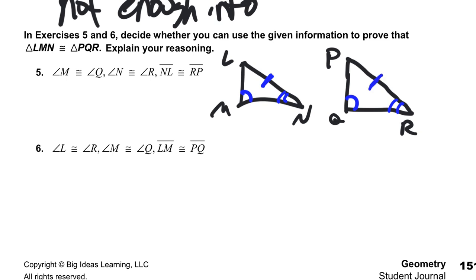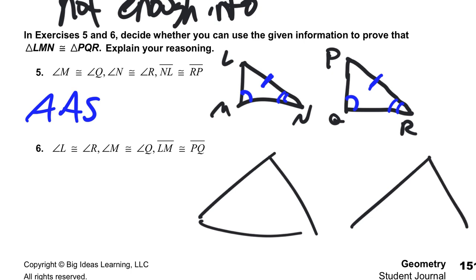Do I see angle, angle, side? I do, so I can say angle, angle, side. It matches. I'm drawing the triangles in the same order, letter-wise. So here, again, I'm going to do L, M, N, and then P, Q, R.